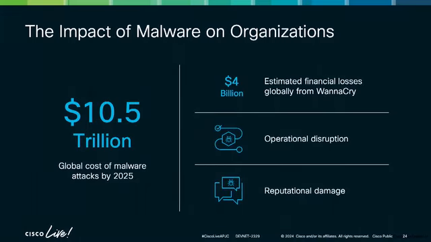If we take a look at the impact on a global scale for next year, what's projected, $10.5 trillion is the global cost of malware attacks. That's a significant number. It's trillion, 10.5 trillion, a wild number to think about. And really the reason a lot of these things cost so much could be the financial losses that occur with things like ransomware. WannaCry created $4 billion of financial losses globally, but it also leads to operational disruption and reputational damage that could impact the bottom line of a business as well.